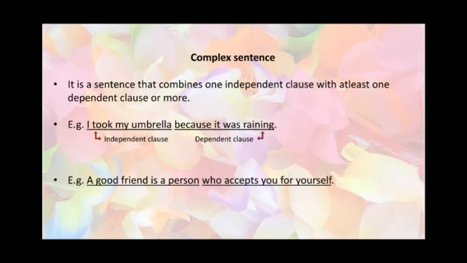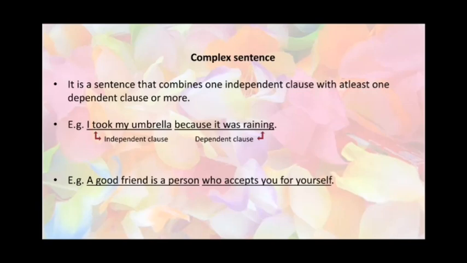Next is the complex sentence. It is a sentence that combines one independent clause. There we had more than two. Here we have one independent clause with at least one dependent clause, or even more if the sentence is very long. For example, I took my umbrella because it was raining. So children, you can see I took my umbrella is the main clause or the independent clause, and because it was raining is the dependent clause.